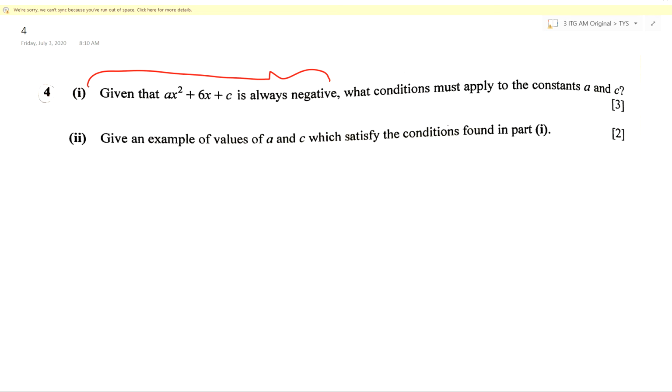Quadratic. If it is a quadratic, then it's a parabola. If it is a parabola, it either opens up or opens down. No choice. So, it is always negative. Always negative means it is always below the x-axis. Which of these is possible? Or rather, which is impossible to always be below the x-axis? Which one is impossible? Opening up or opening down?